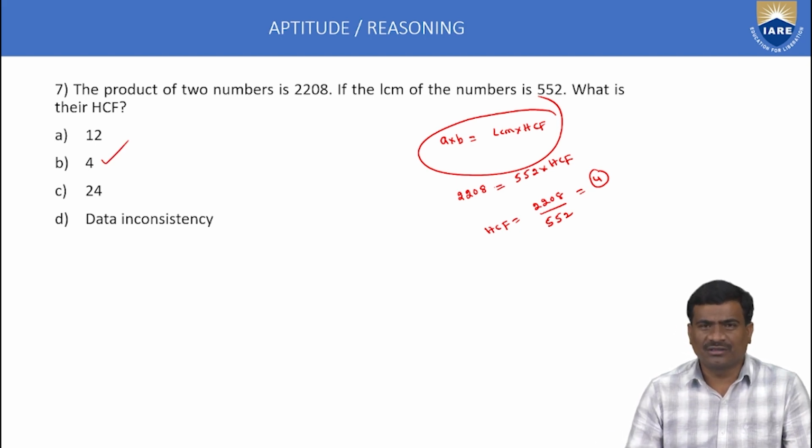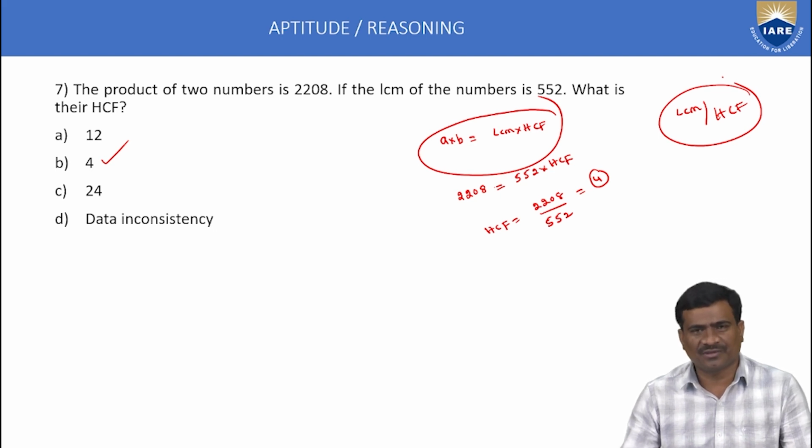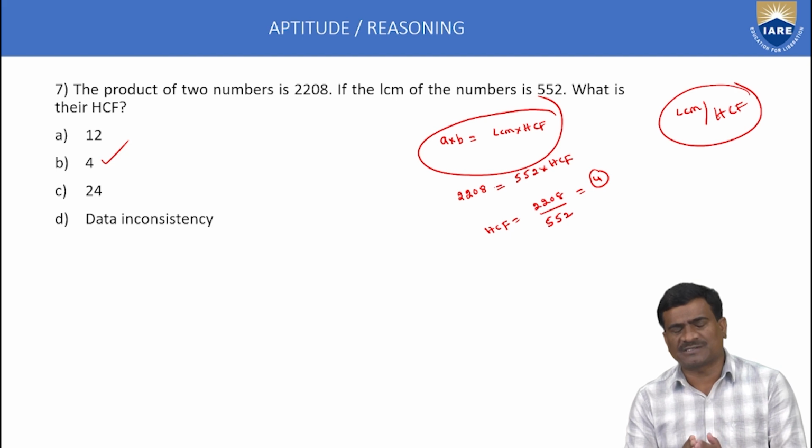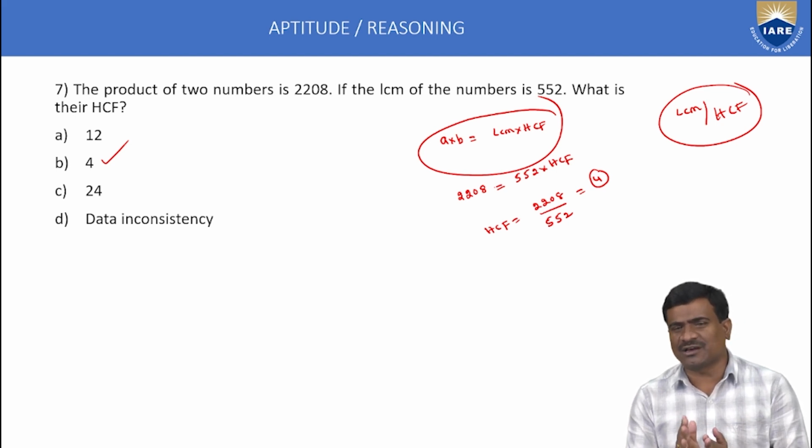Second method. Note, LCM is always exactly divisible by HCF. LCM is 552, which is divisible by HCF. Using the relation, calculate either HCF or LCM. Two applications: product of two numbers is equal to LCM into HCF. Second method: LCM is always exactly divisible by HCF.